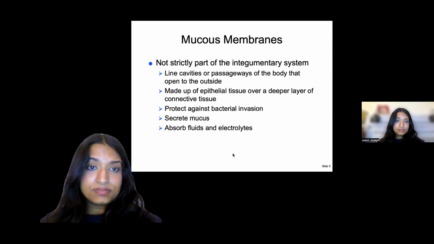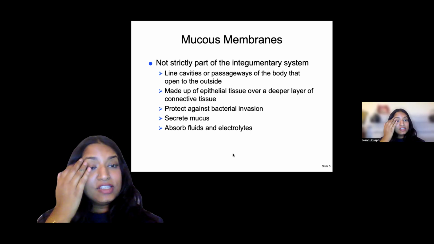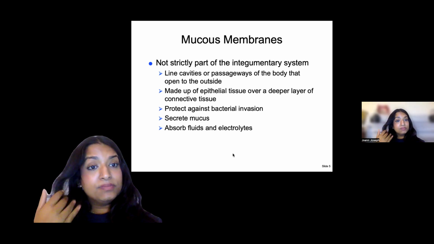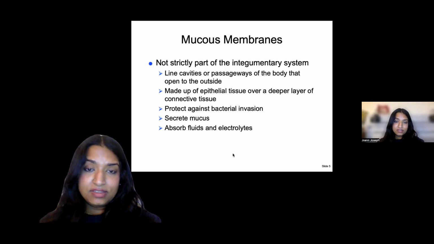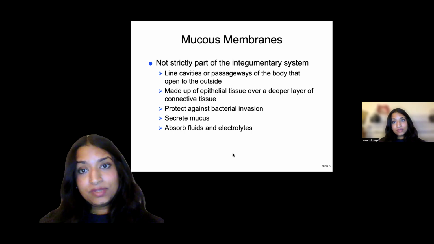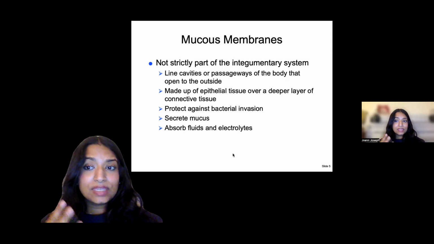So mucous membranes. They are not strictly part of the integumentary system. They line cavities or passageways of the body that open to the outside. They're made of epithelial tissue over a deeper layer of connective tissue. They protect against bacterial invasion. They secrete mucus. They absorb fluids and electrolytes. So you want to identify structures of your body that are lined with the mucous membranes. I would take a second to maybe pause the video and think to yourself.